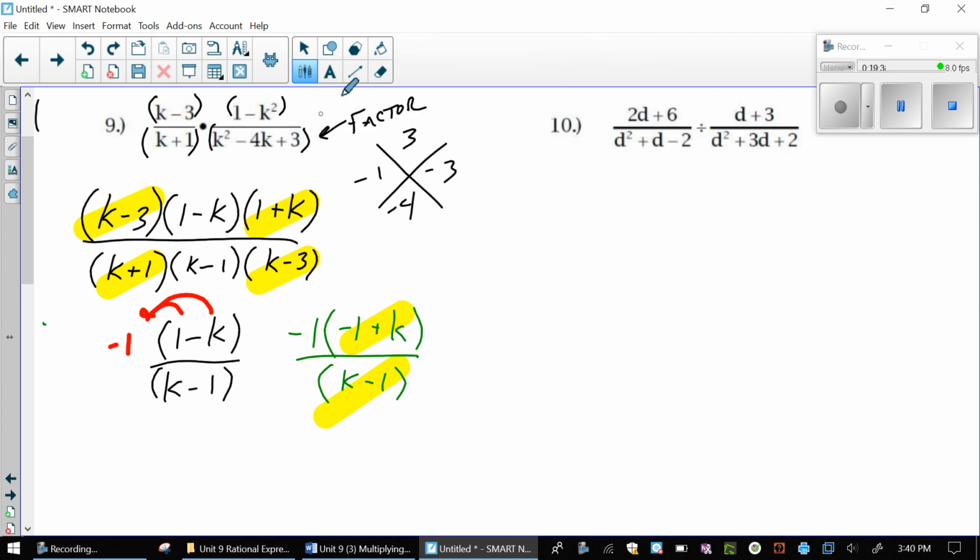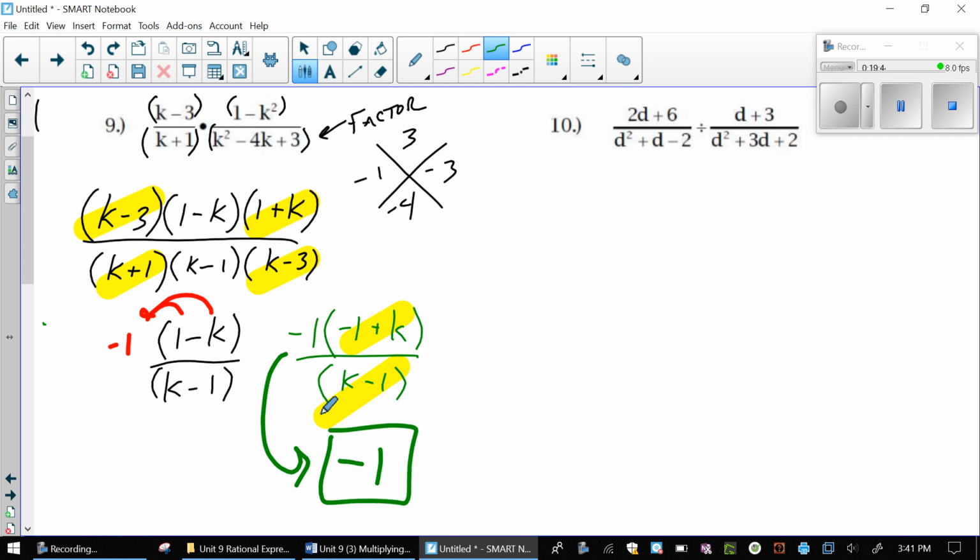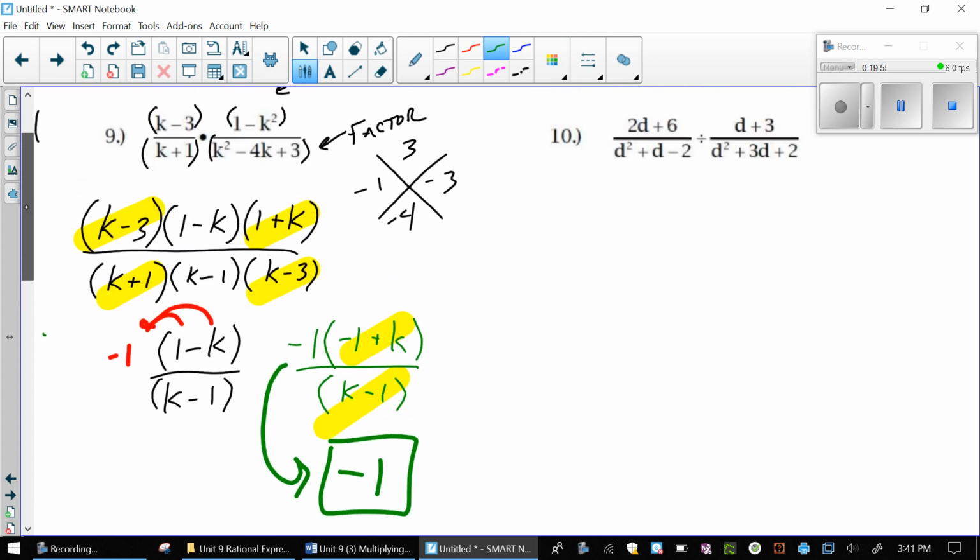And what's awesome is that now everything there canceled except for this negative 1. And there's our answer. So we got to look for those negatives. We got to look for factors. Anything we see that we can cancel out, we go ahead and cancel. All right, I'm going to do one more for you guys.